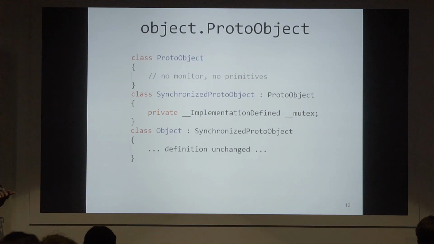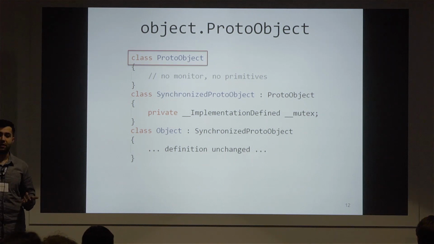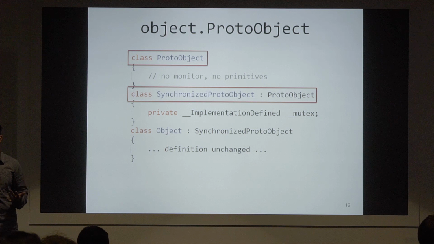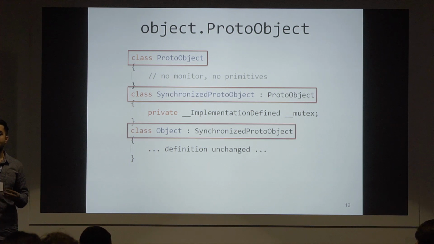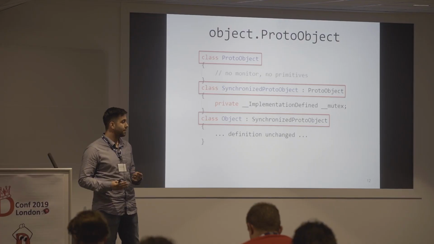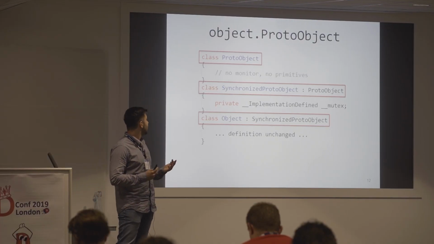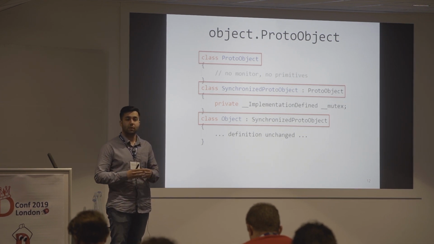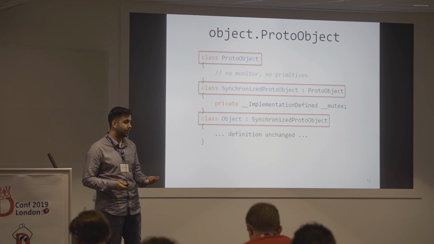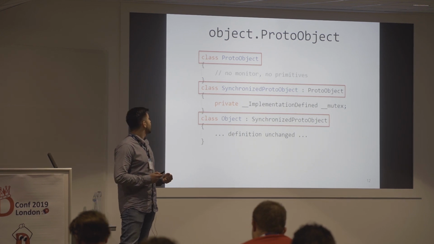So how this will look, we'll have at first a ProtoObject, as I said, that's going to be the empty class. Then we'll have a SynchronizedObject that will have the mutex field. So if you desire to have this mutex, then you will extend from SynchronizedObject. And then object, as it currently is today, is going to extend from this SynchronizedProtoObject. So what this achieves is it gives us a lot of flexibility going further without creating any breaking changes. So this is pretty good.